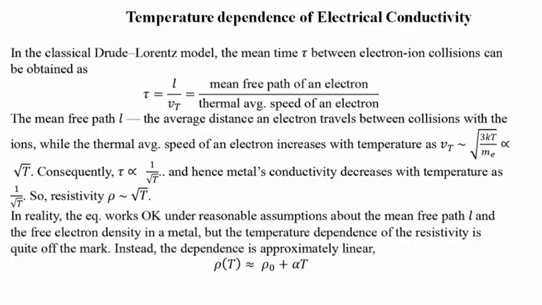Now, what is the temperature dependence of electrical conductivity? In the classical Drude-Lorentz model, we have found that the relaxation time tau is equal to L by Vt, where L is the mean free path of an electron and Vt is the thermal average speed of an electron. The mean free path L is the average distance an electron travels between collisions with the ions, while the thermal average speed of an electron increases with temperature. That means Vt is proportional to root over 3kT by m, so Vt is proportional to root T. Consequently tau is proportional to 1 by root T, so sigma is proportional to 1 by root T and resistivity is proportional to root T.